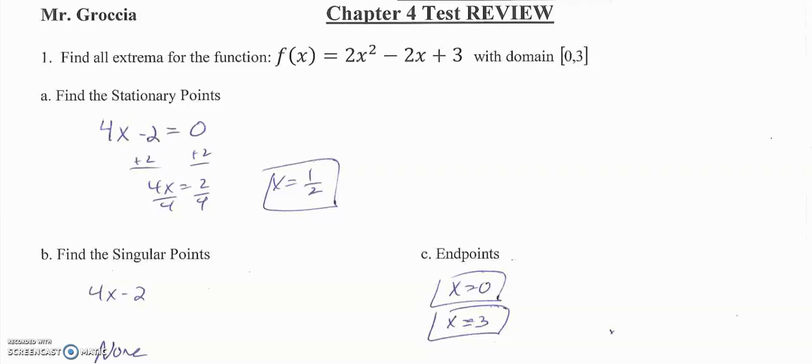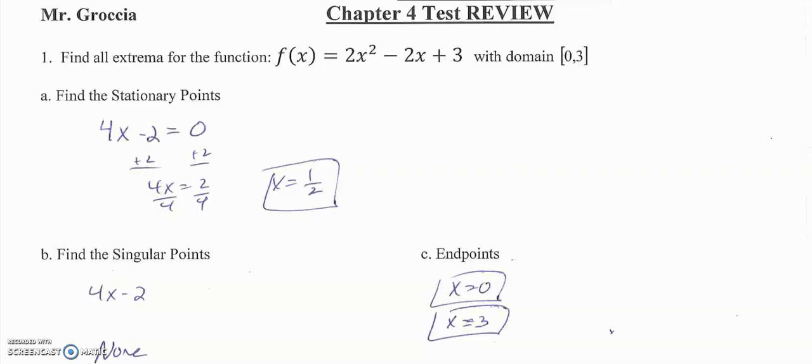So the first question is, find all extrema for the function f of x equals 2x squared minus 2x plus 3 with a domain of 0 to 3. So to find extrema, we're going to look for stationary, singular, and endpoints. These will give us the possible candidates for the extrema.